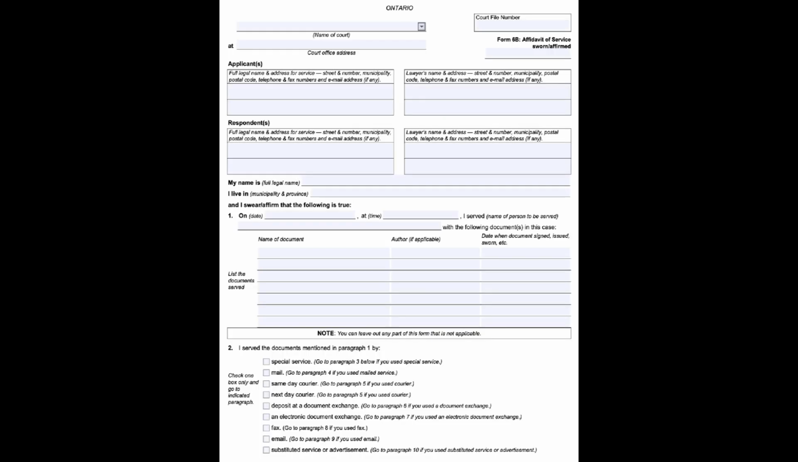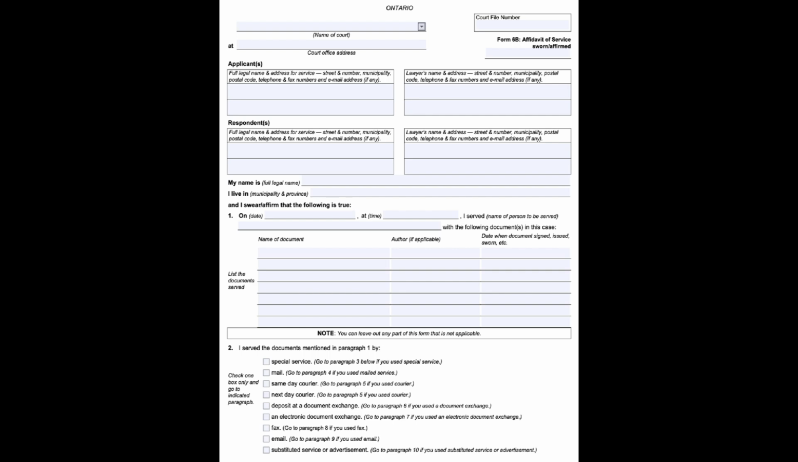Serving legal papers is not where your role ends. After your documents have been served, you need to prove to the court that the documents were properly served. This requires an Affidavit of Service, Form 6B. This informs the court how it was served, when, including date and time, and by whom, the person who served the documents to the opposing party.